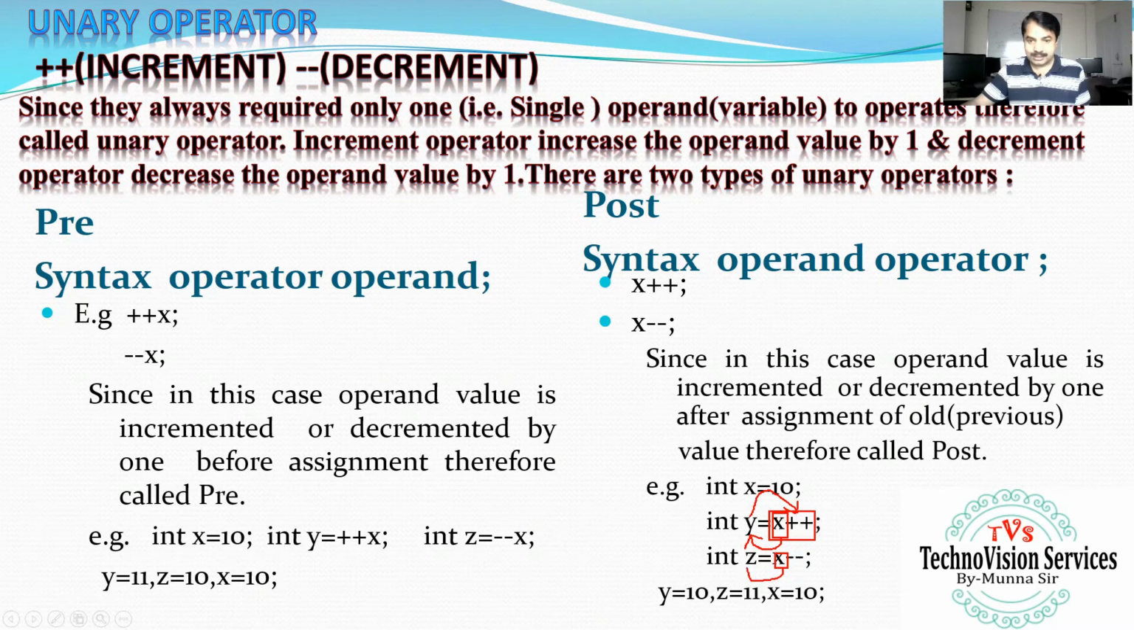After that, the decrement operation is performed. That means 11 is decremented by 1 after assignment of the value 11 to the variable z. So we get z = 11, because at the time of y it was incremented by 1, but after assignment, not before. So y = 10, z = 11, x = 10.